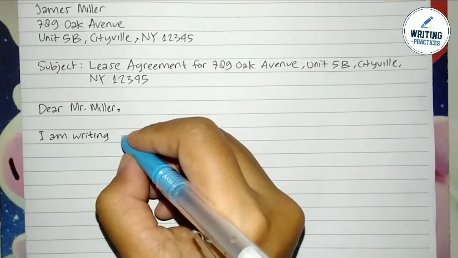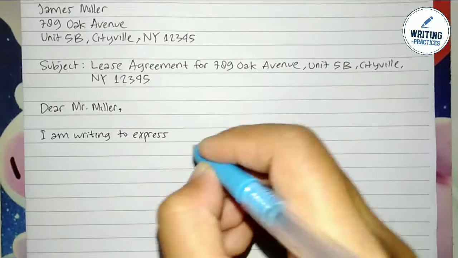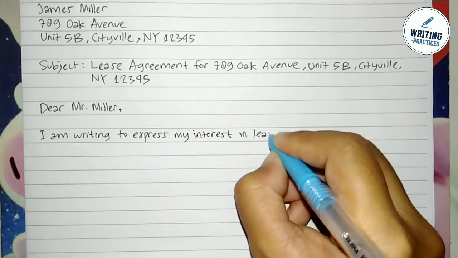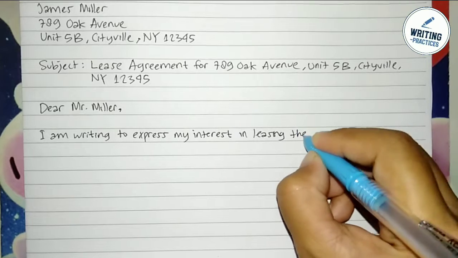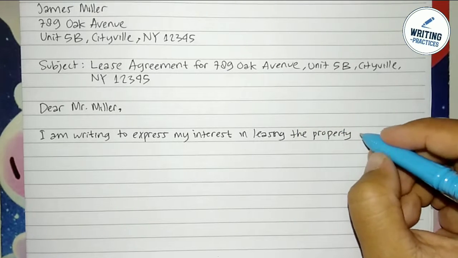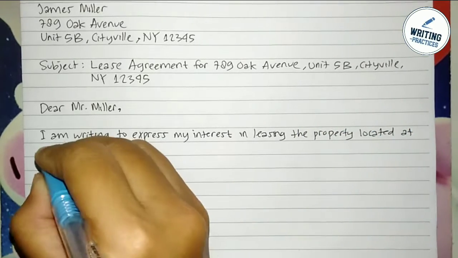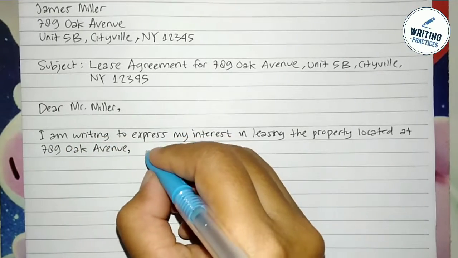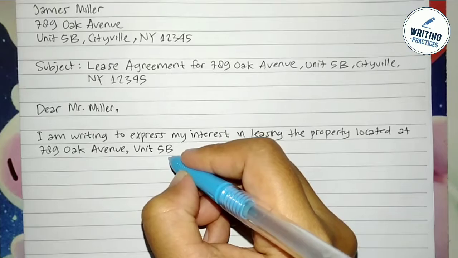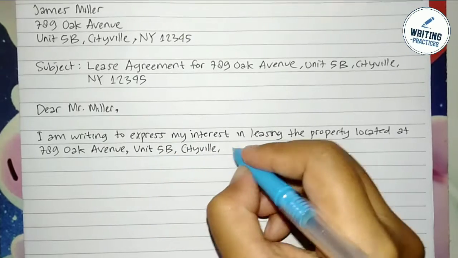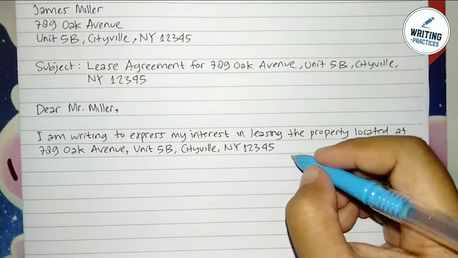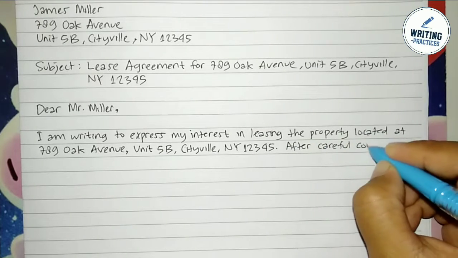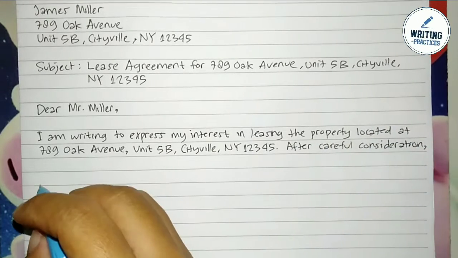In the first paragraph, this is for introduction and expression of interest. Here, you must express your interest in leasing the specified property. And when you do it, once again, mention the full address of the property you mean. And here is the example how you write it. I am writing to express my interest in leasing the property, located at 789 Oak Avenue, Unit 5B, Cityville, NY 123-45.